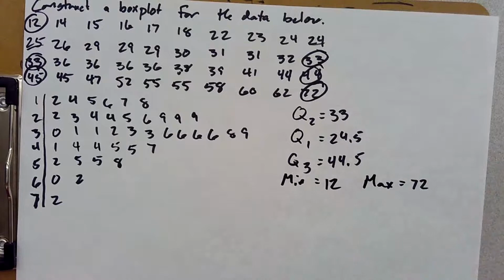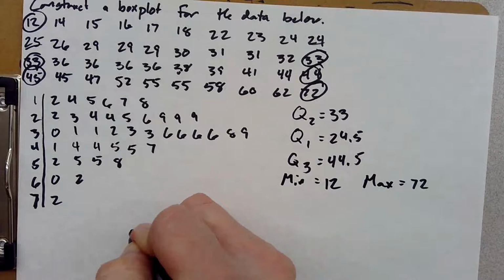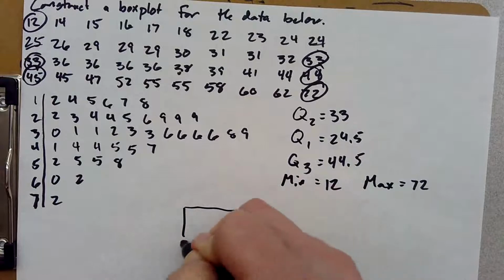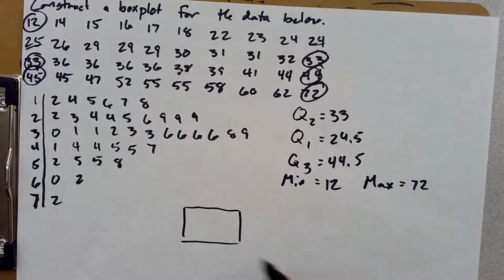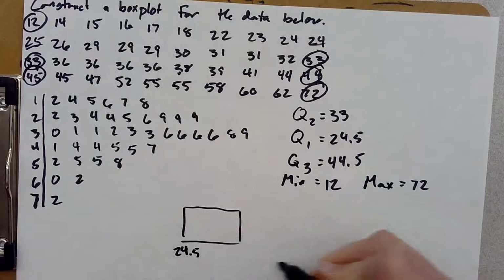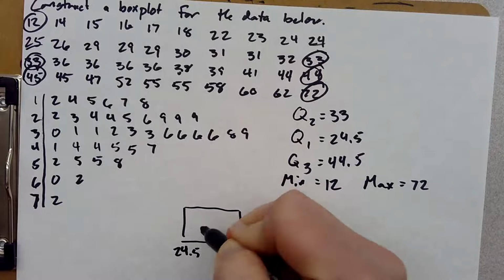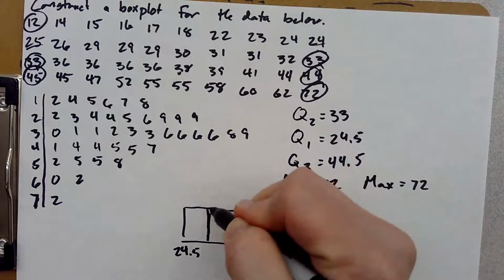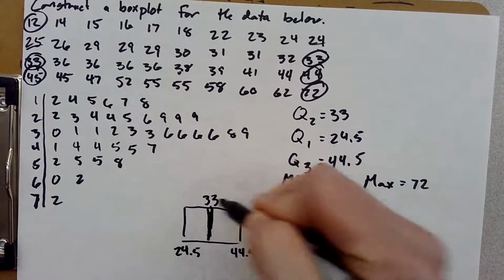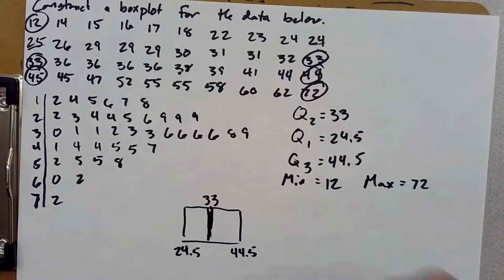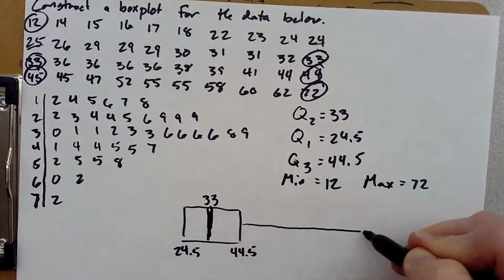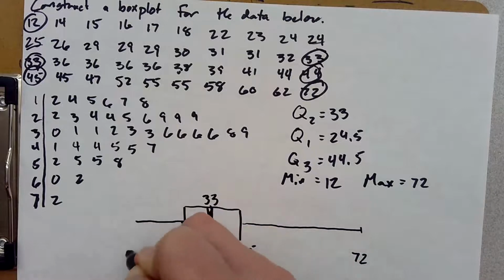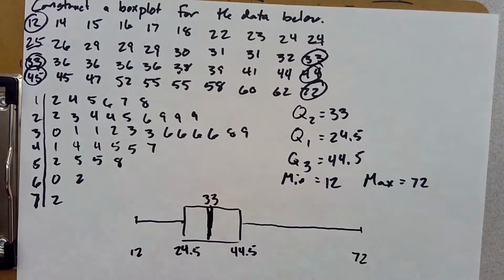So now we need to draw a number line. We'll start with our quartiles, and they look kind of like this. Here is 24.5. Here is 44.5. And here in the middle, there's our median, which is 33, slightly closer to the 24.5 than the 44.5. Then we extend a line way out here to 72, and just a little ways back here to 12. And there is our box plot.